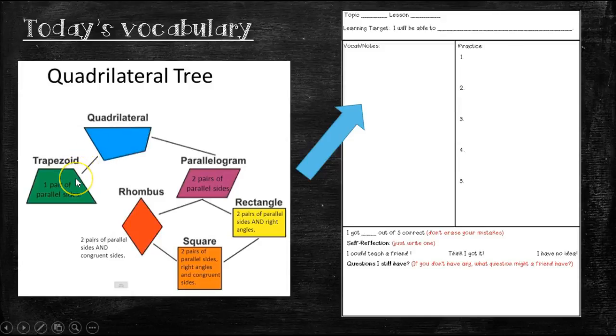Now coming below this to the left would be a trapezoid, and a trapezoid has one pair of parallel sides. So in this shape the parallel sides would be the top and the bottom. Then coming to the right of the quadrilateral is a parallelogram. This parallelogram just tells us that two pairs of parallel sides are what you have to have in common in all parallelograms. So here the top and the bottom are parallel, and the left side and the right side are parallel.